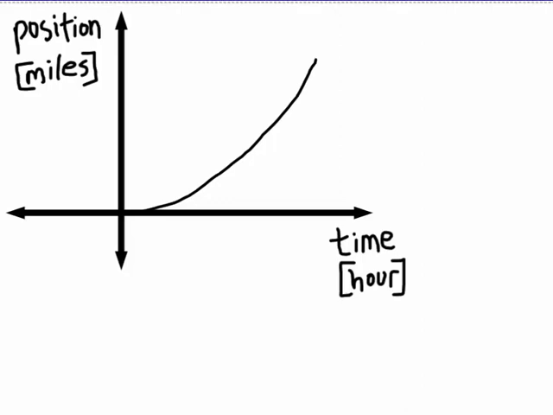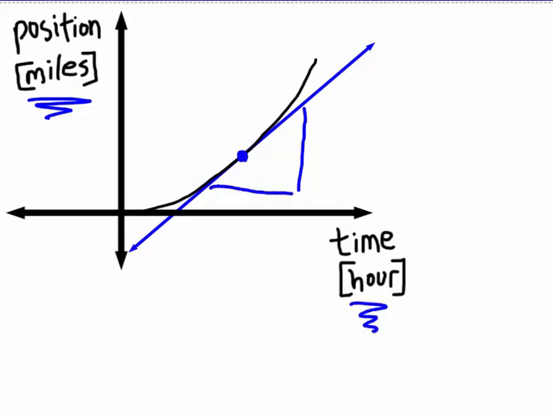Well, consider what the tangent line looks like to this curve at some particular point, like this one. Let the units give you a clue as to what you're accomplishing when you decide to take the slope of that tangent line. The rise of that tangent line would be measured in miles, and the run would be measured in hours. So when you take the slope of a tangent line on a position versus time curve, what you're getting is velocity in miles per hour.